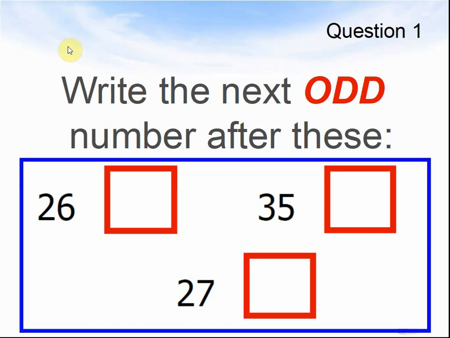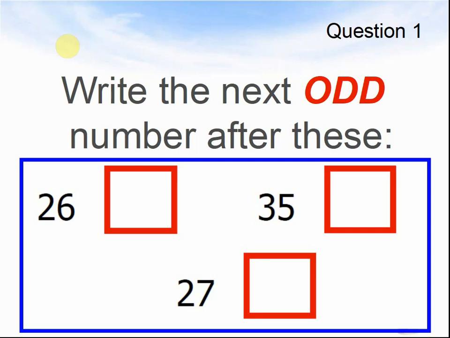Question 1. Write the next odd number after these. 26, something. 35, then something. 27, then something. What are the missing numbers? Pause the video and answer the question. Here comes the next question.